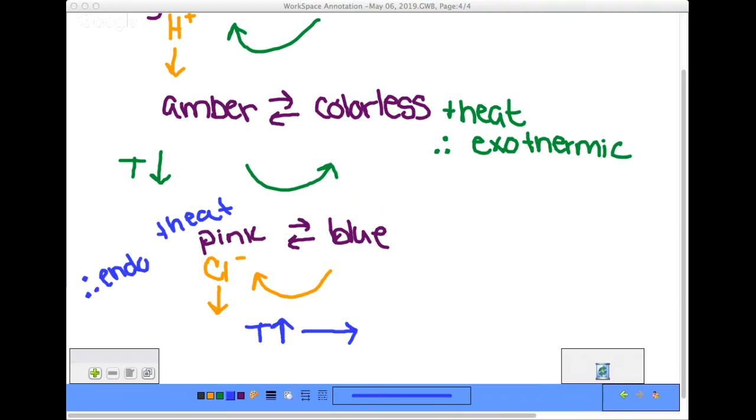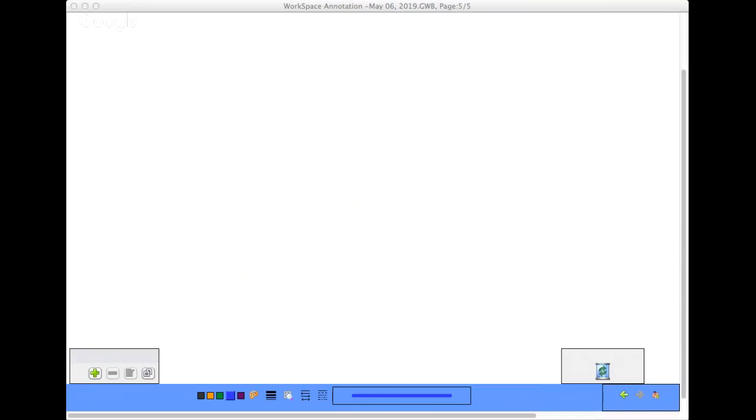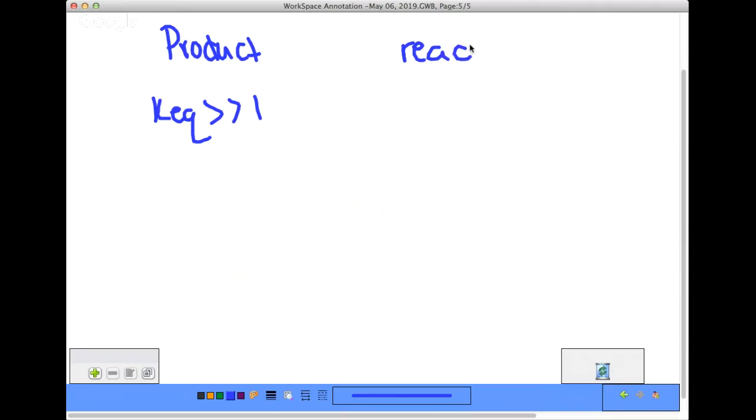Going back up. I'm a little confused about determining whether a reaction is product or reactant favored. Can you give me an example? Or are you just talking about looking at KEQ? Because there's a couple different ways. If we want to know if a reaction is product favored, we want to look at our KEQ. If it's product favored, that means that our KEQ is going to be greater than 1. If it's reactant favored, that means our KEQ is less than 1.